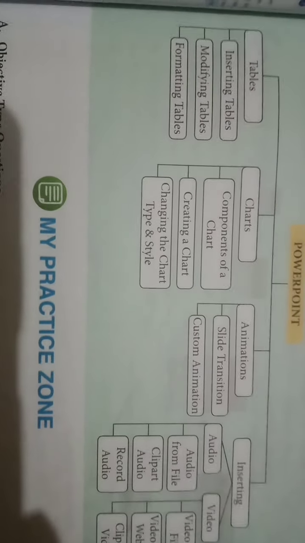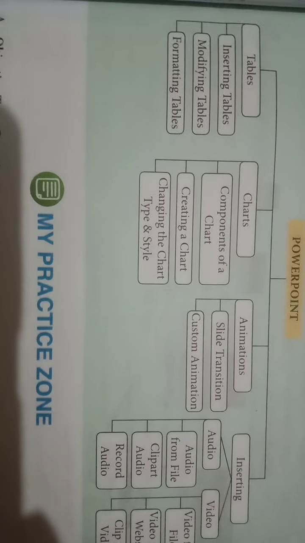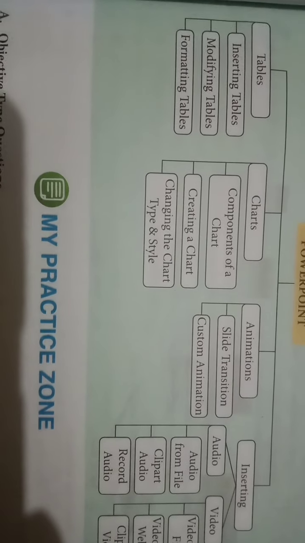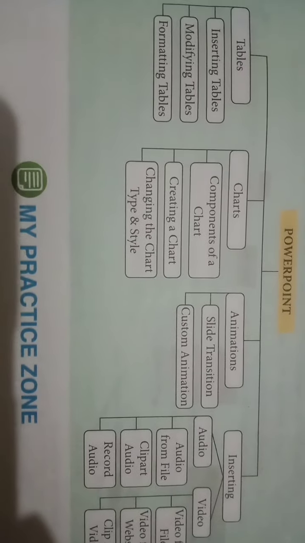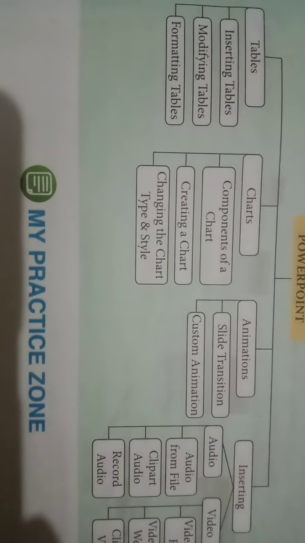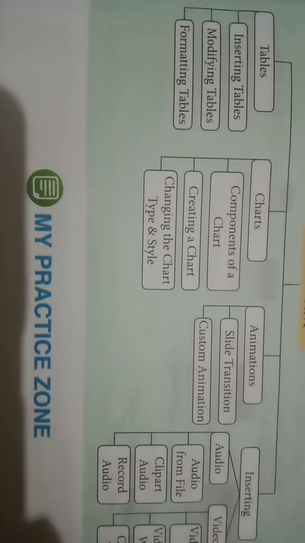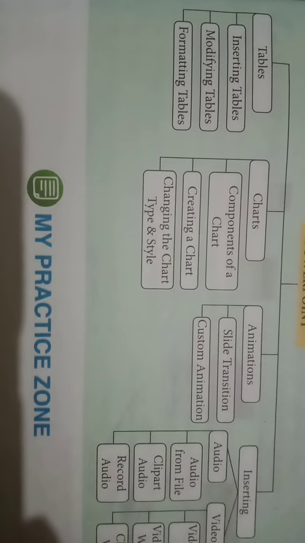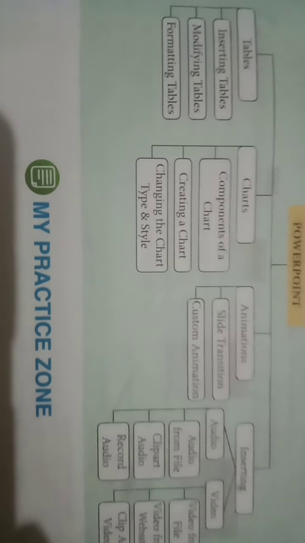So in tables there are three types: inserting table, modify, formatting tables. Modify means whenever you are going to do some changes on that. Formatting, whenever you want to directly change the types of the table. Charts, components of a chart, creating a chart and changing the chart type and style. And animation, there are two types of animation: slide animation and custom animation.